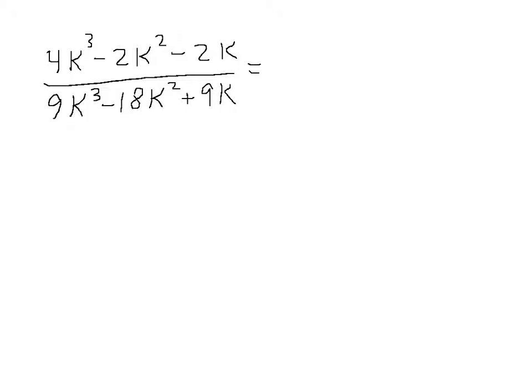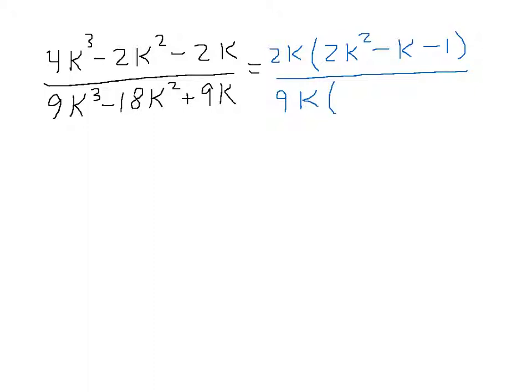Okay, so let's finish with this problem. We want to simplify this. And remember, we're going to try to factor and eliminate common terms. And so on the top, the big first step is to take out a common factor. And if I take a 2k out, I'm left with 2k squared minus k minus 1. On the bottom, I can take a 9k out, and that leaves me with k squared minus 2k plus 1. Okay, that's my first step in factoring.